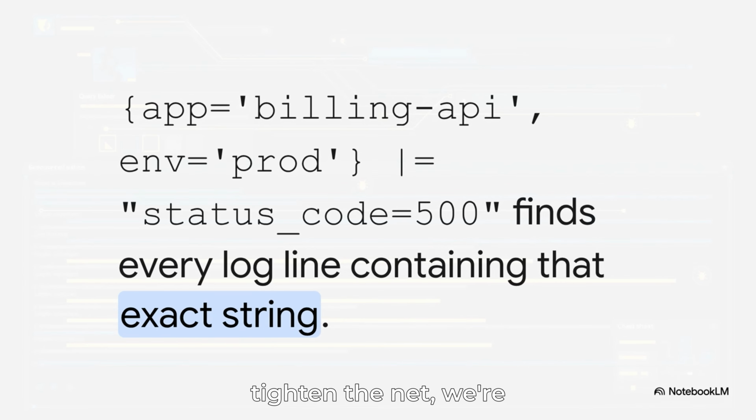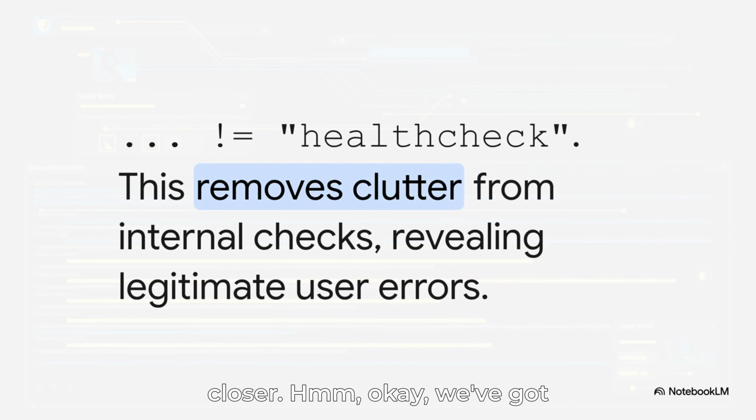Okay, now we tighten the net. We're looking for those HTTP 500 errors, right? And thankfully, our logs are nicely structured, with status code equals 500. So we just add our |= operator to find every single log line that contains that exact string. We are getting so much closer.